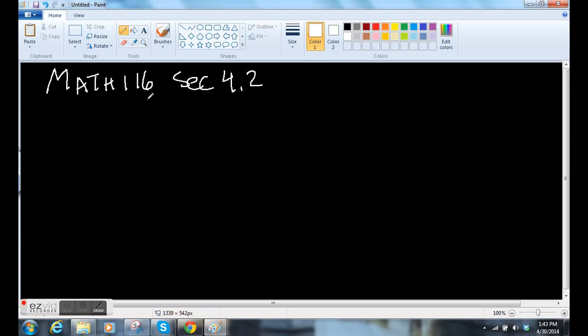Hi there, this is Math 116, section 4.2, and in the next two sections we introduce the topic of linear programming, which sounds like something you should be doing on your computer and not in a math class, but we can in fact do this with math.